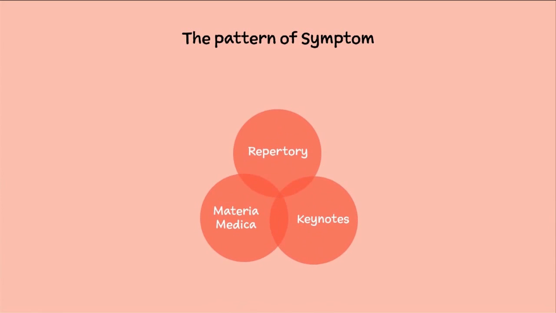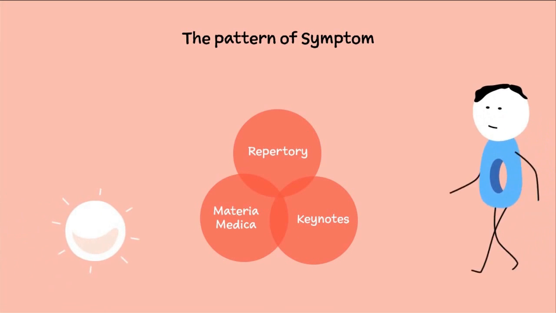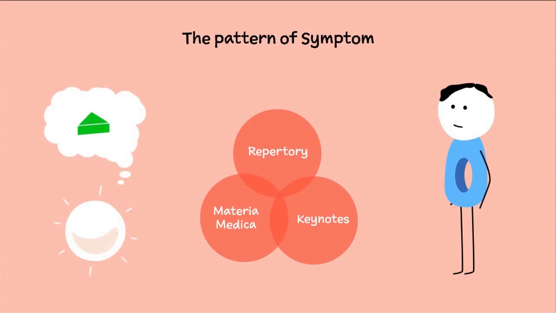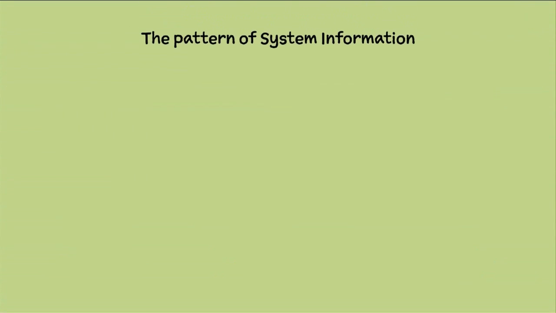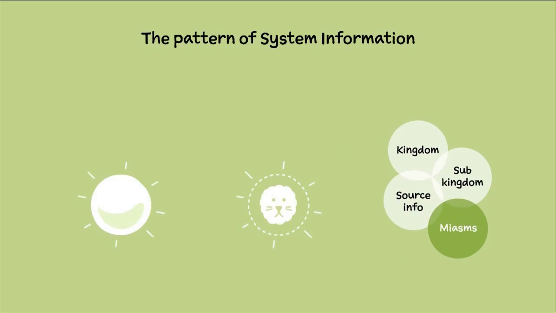The first one is the pattern of symptom. It's based on the method of repertory, materia medica, and keynotes, with its comparison of the symptoms of a remedy to those of the patient. This is the traditional approach and has been the foundation for homeopathic practice. The second one is the pattern of system information. The discovery that each remedy has the qualities of its source has given a new dimension to our understanding of our materia medica. Use of this thematic understanding according to kingdom, subkingdom, and source information, along with miasms, has been termed the sensation approach.